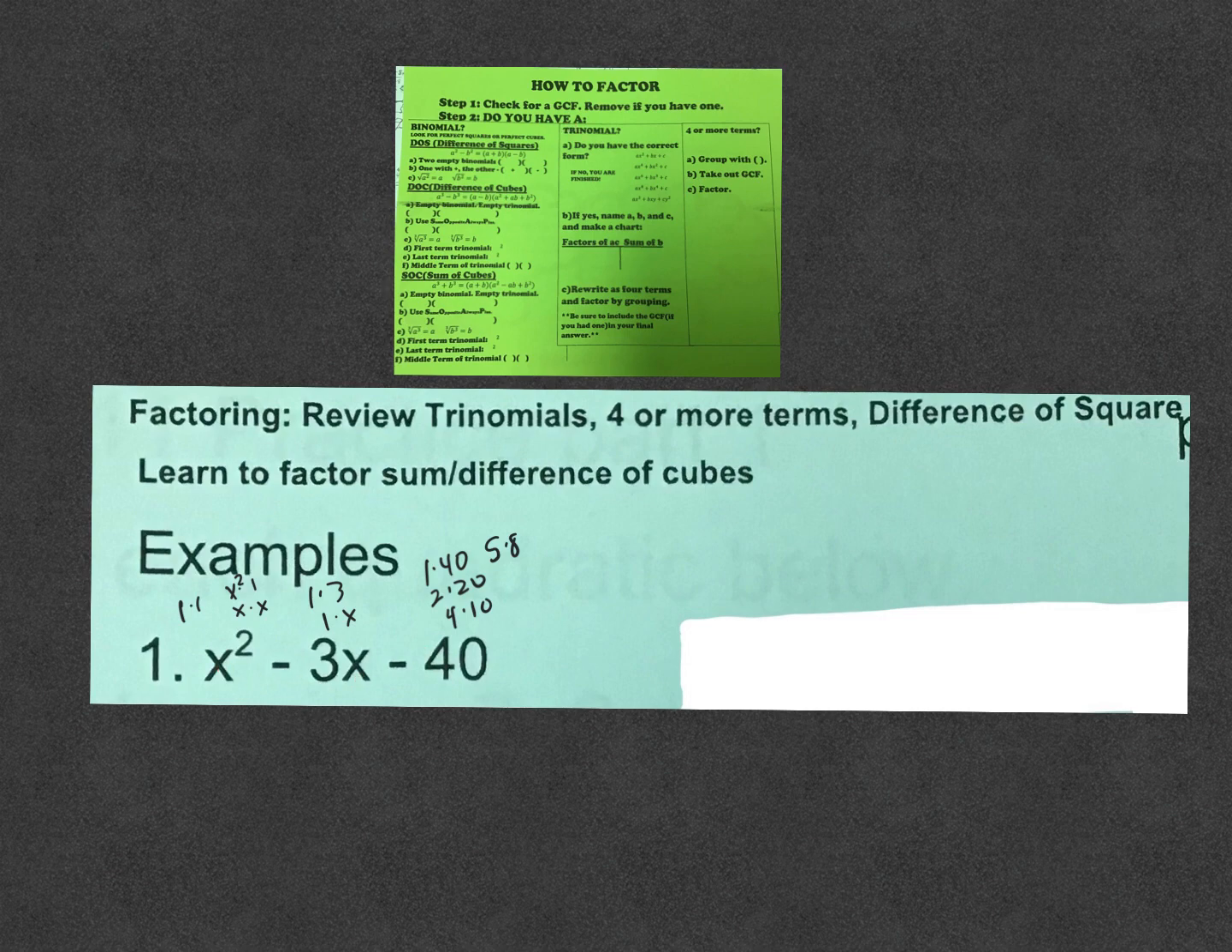Step 2 says, do you have a binomial, a trinomial, or 4 or more terms? A binomial is 2 terms. A trinomial is 3 terms. 4 or more terms is what it says, 4 or more terms. Now, addition and subtraction signs separate terms. I have 2 subtraction signs, which means I have 1, 2, 3 terms. That means I have a trinomial. So this is a trinomial.